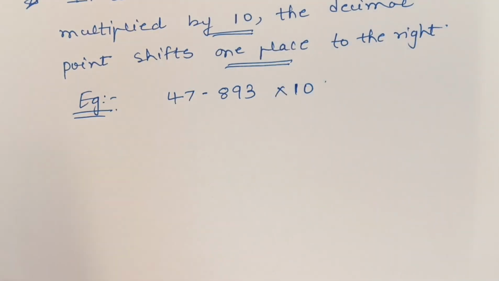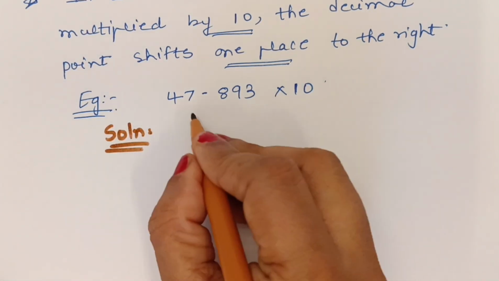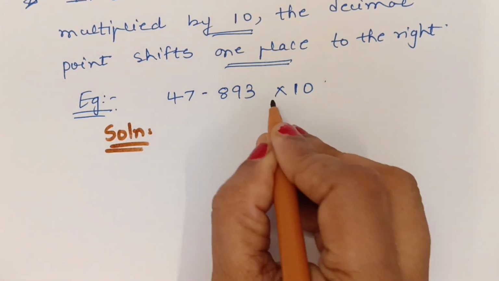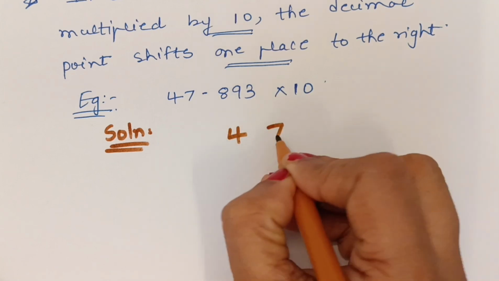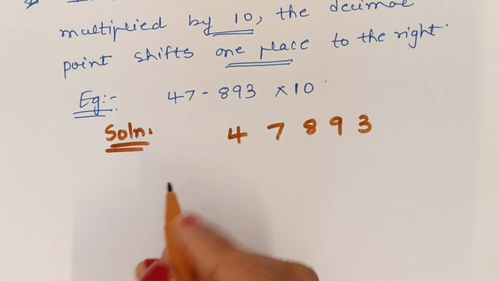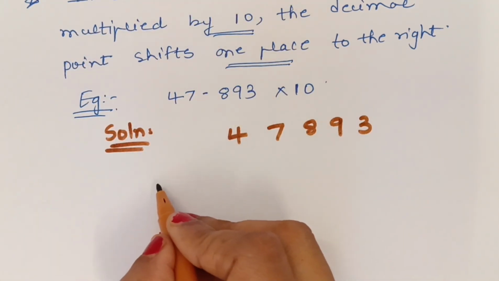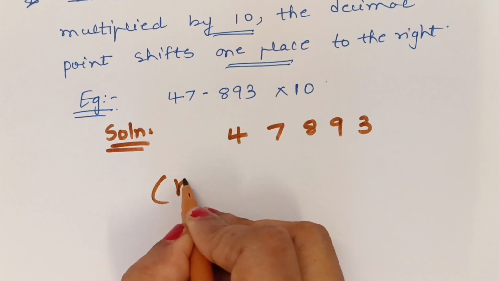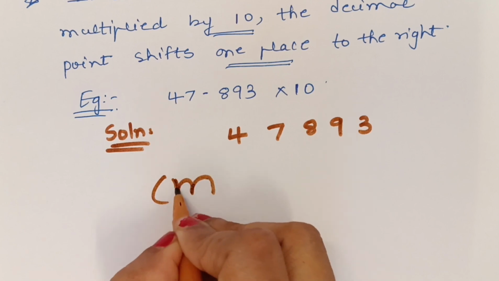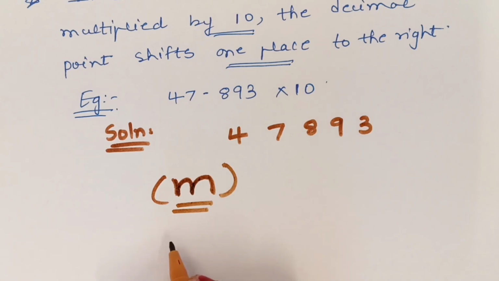Understand this. Solution. Just note down the question. 47.893 into 10. So your answer is what? How can we do it? Understand this, okay? How will you write M? Multiply starts from which letter? M. So usually M is written towards right. Can you see? 1, 2. So this is your alphabet M. Similarly, you have to shift the decimal point.